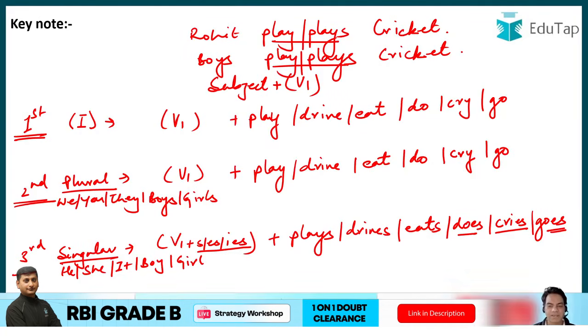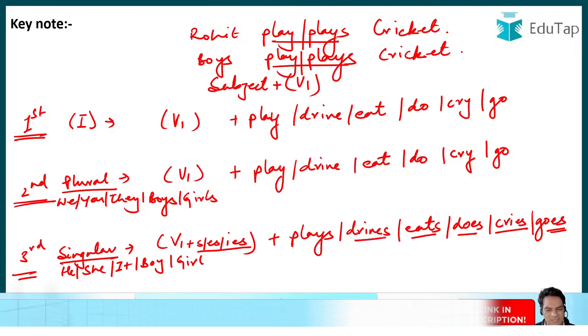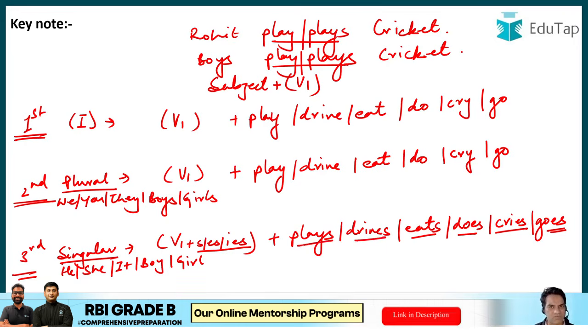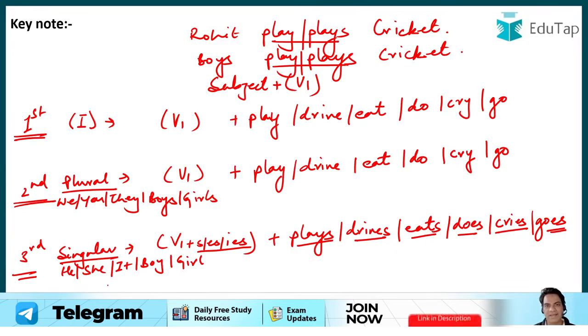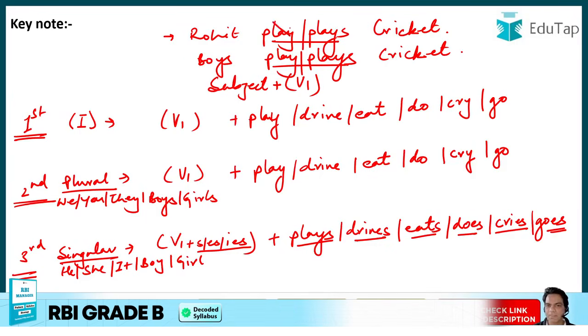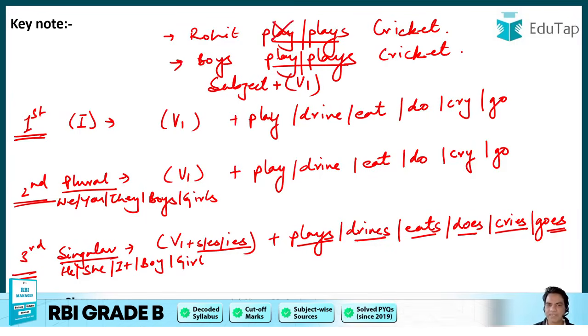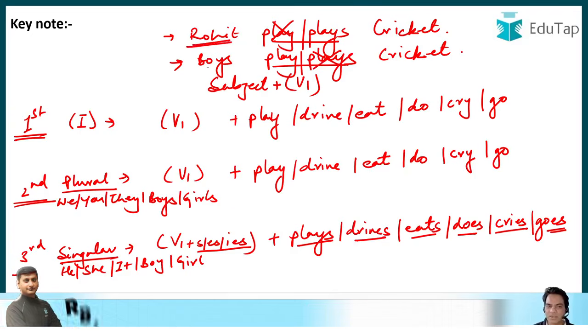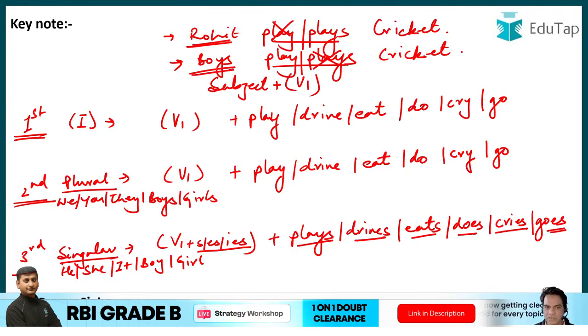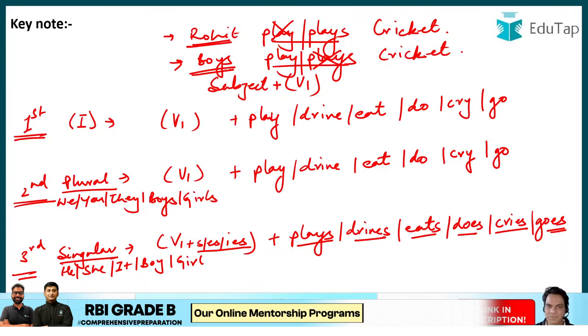How do we follow that? If the noun or pronoun is singular and we are using the first form of verb with it, we have to add s, es, ies to the verb. So this answers your question. Rohit plays cricket, but boys play cricket. Why is that? Because Rohit is singular and boys are plural. So with a singular noun, when we use the first form of verb, we have to add s. But for plural and for first person I, we do not add anything to the verb.